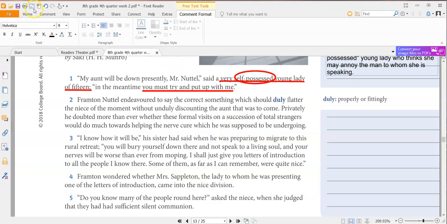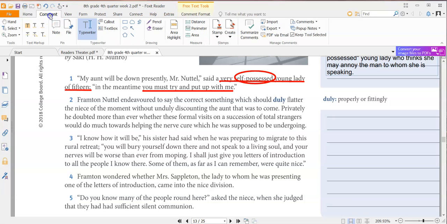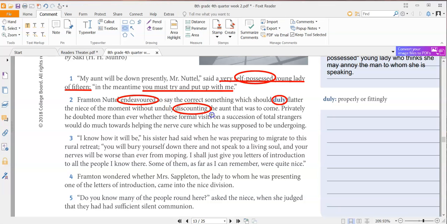So we have here endeavored. You may not know what that word means. You may not know what duly means. Unduly is obviously the opposite. Discounting in this case. Succession.